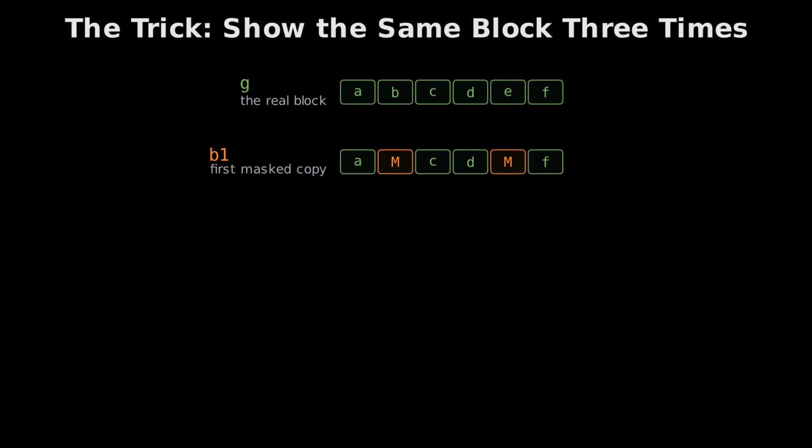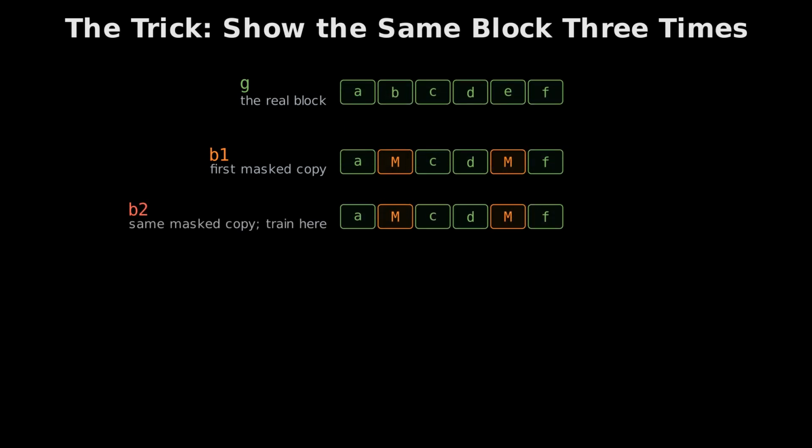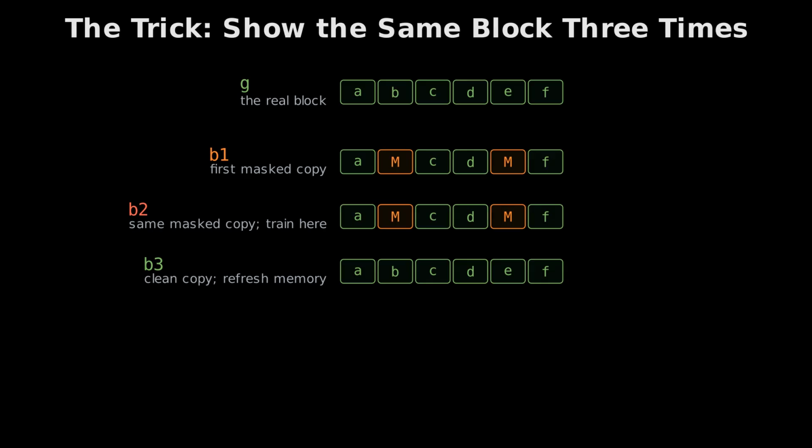Now, the main trick is built slowly. The clean row G appears first because it is the real block before any training layout. When the row transforms into B1, we hide the same positions, so B1 can carry masked context. When the next copy becomes B2, the same mask appears again, but this row is where the model is judged. When B3 appears, nothing is hidden. This clean copy refreshes memory before the next block. The brace and equation appear only after the three rows are visible because the formula is just a compact name for the drawing.